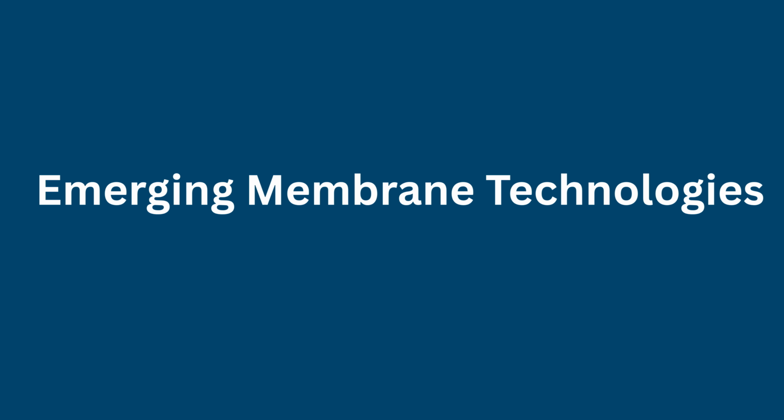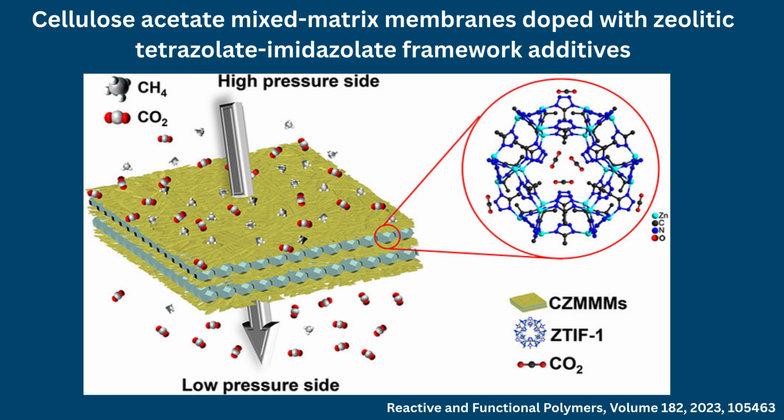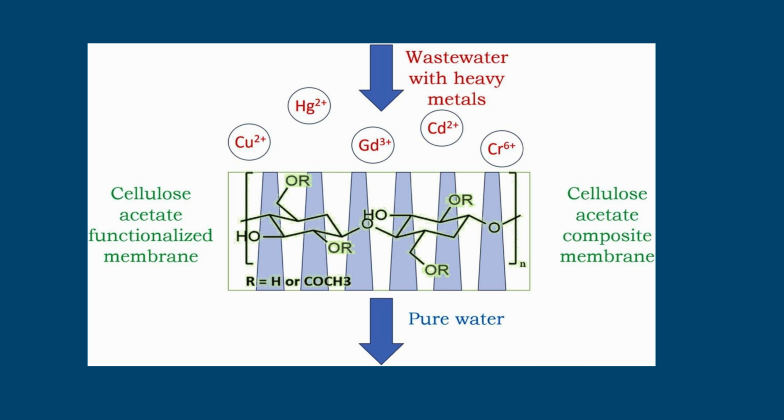Emerging membrane technologies. Modern research focuses on mixed-matrix cellulose acetate membranes incorporating graphene oxide, carbon nanotubes, metal organic frameworks, MOFs, cellulose nanocrystals, silica nanoparticles, and zeolites. These nanocomposite membranes exhibit enhanced permeability, improved selectivity, superior mechanical properties, and greater anti-fouling performance, making them promising candidates for next-generation water purification and carbon capture technologies.